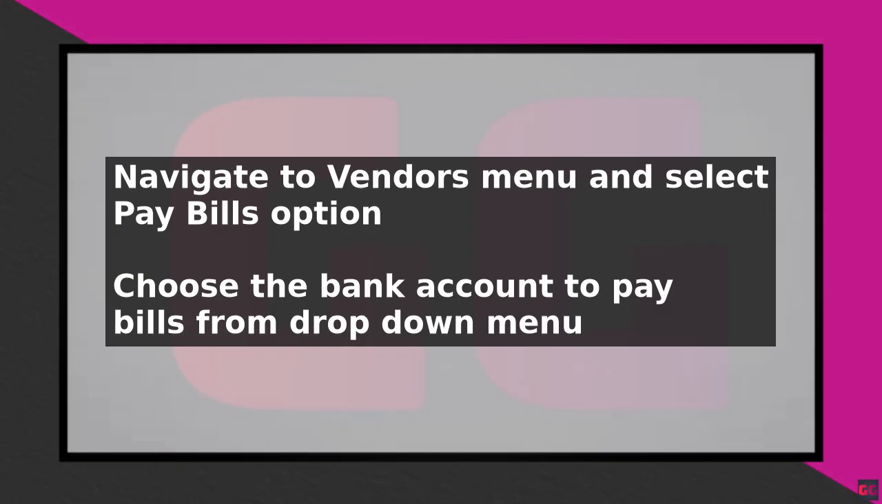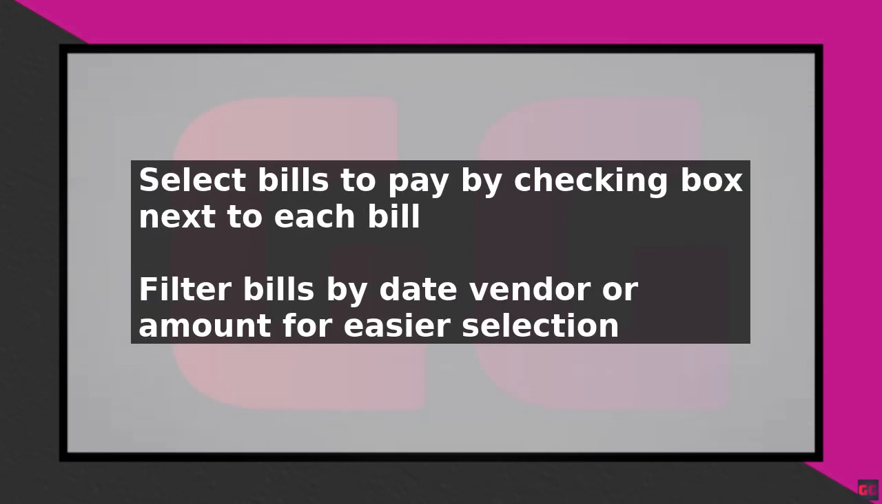First, select the bank account you want to use to pay the bills from the drop-down menu. Then, choose the bills you want to pay by checking the box next to each bill. You can filter the bills by date, vendor, or amount to make it easier to find the ones you want to pay. Once you have selected the bills, enter the payment date and the payment method.